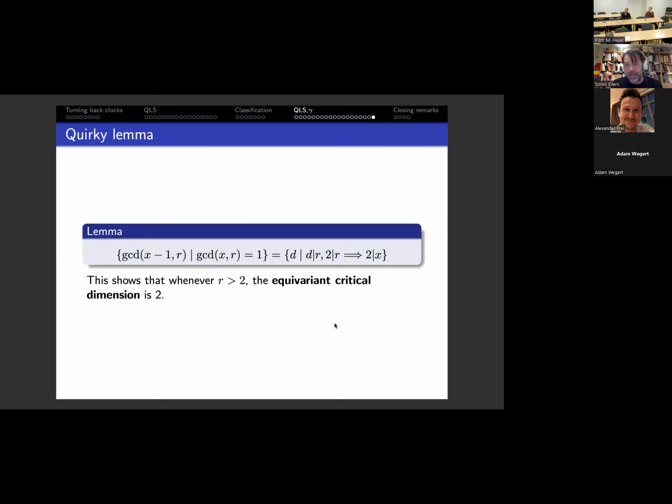But using this little thing, it's very easy to see that if you define the equivariant critical dimension, it's always 2, no matter what your R is, unless it's 2. Because if R is 2, there's only 1 unit, so there's no choice at all, even in the combinatorics. So then the critical dimension would be infinity or whatever. But otherwise, it's always 2. So this is a surprise to me.